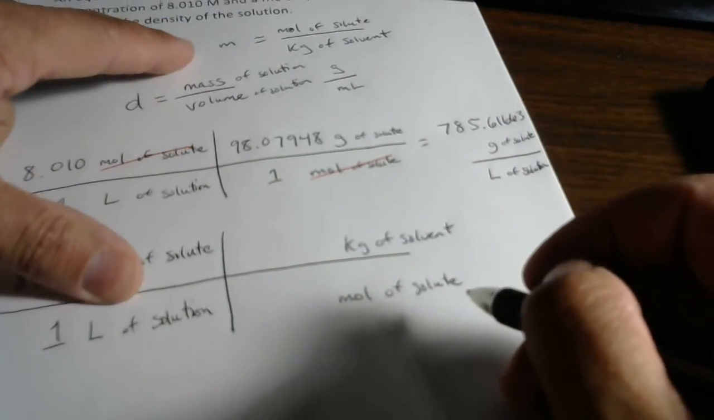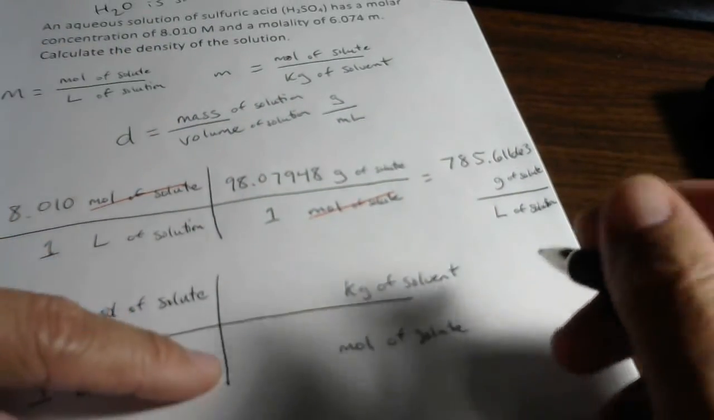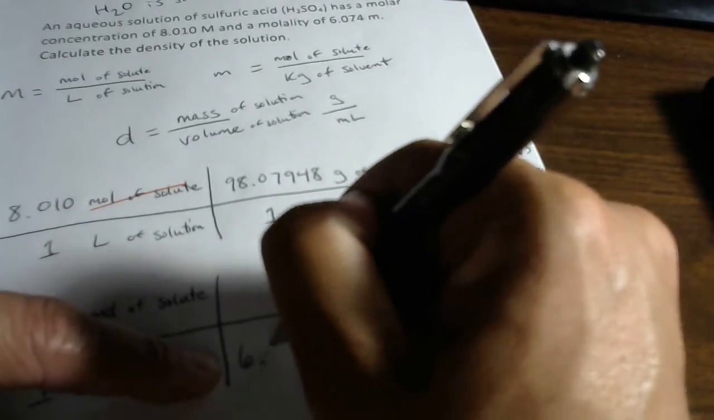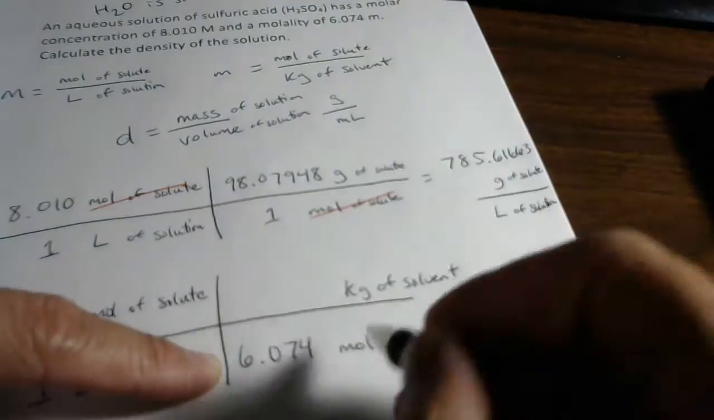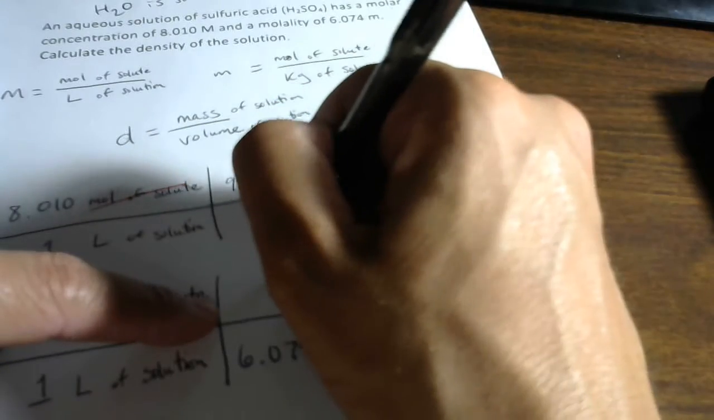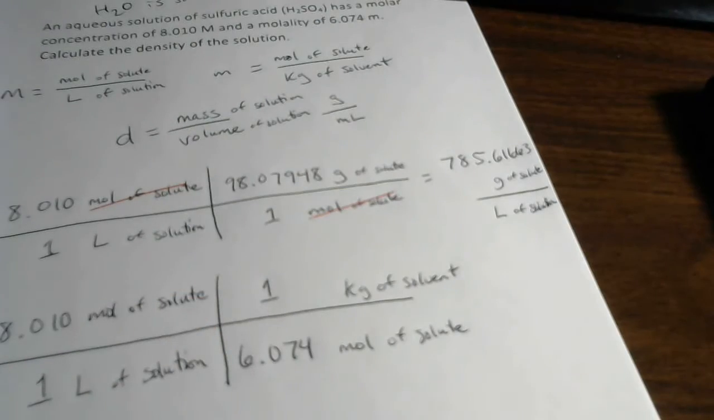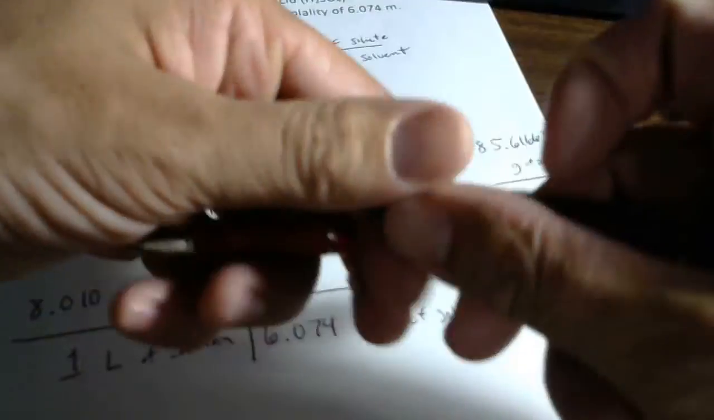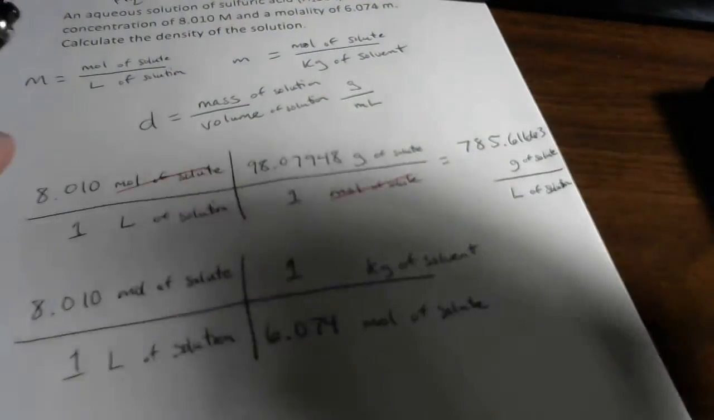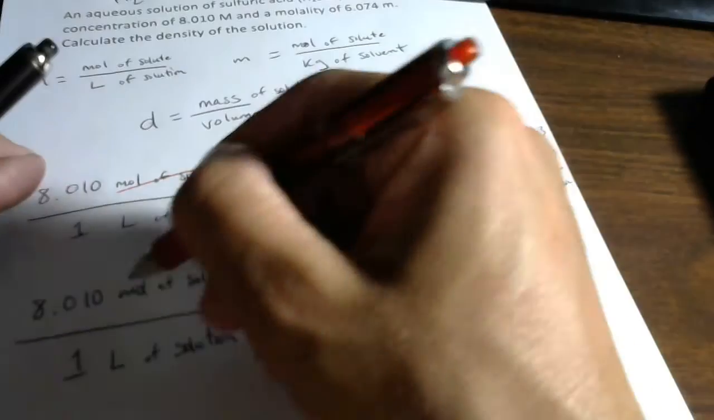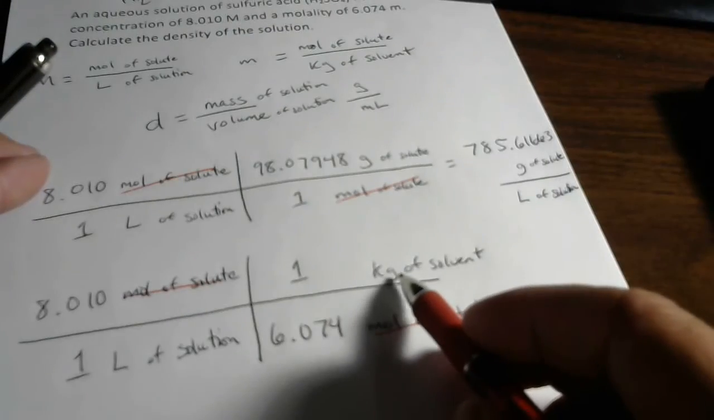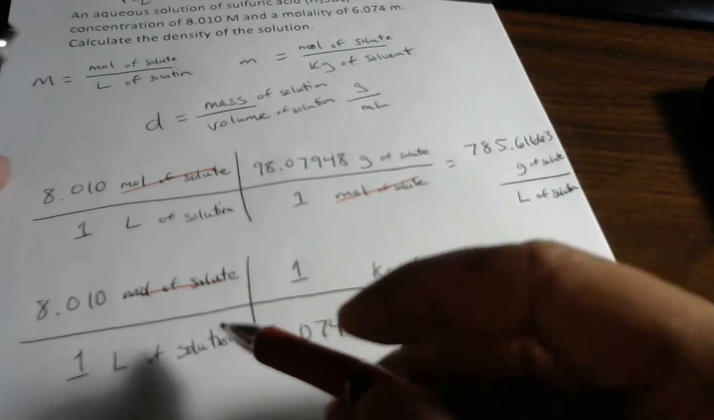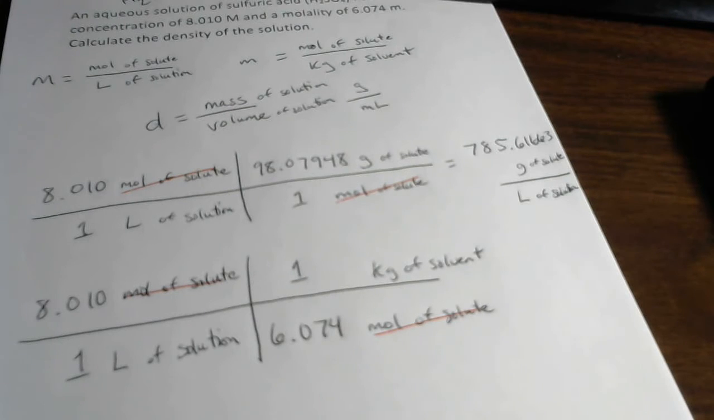Now let's look at our expression up here. We realize that we have 6.074 mole of solute in an understood 1 kilogram of solvent. So as we see again, let's swap pens here. Our mole of solute is going to cancel here, and that's going to leave us with kilograms of solvent over our liters of solution. So let's do that right quick.